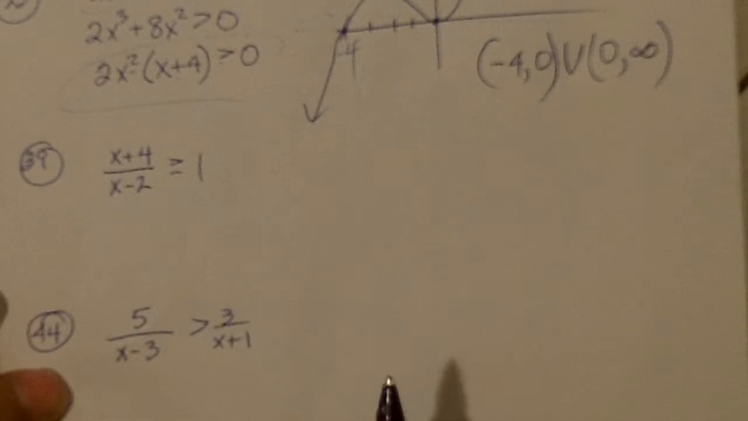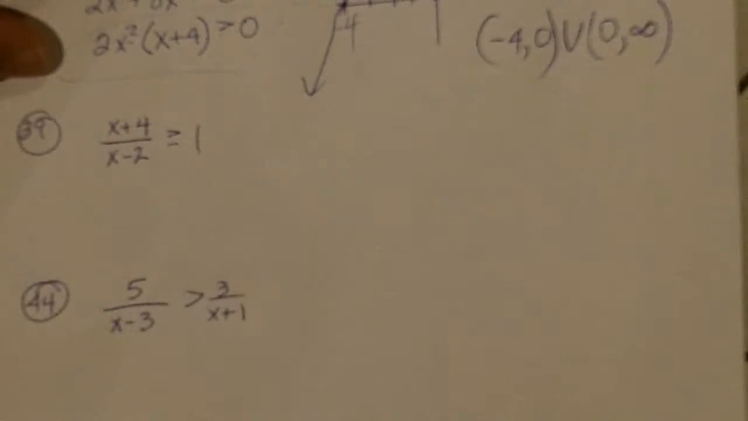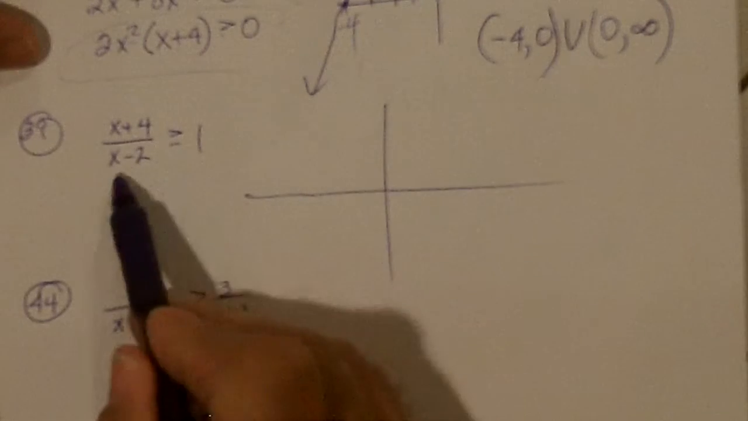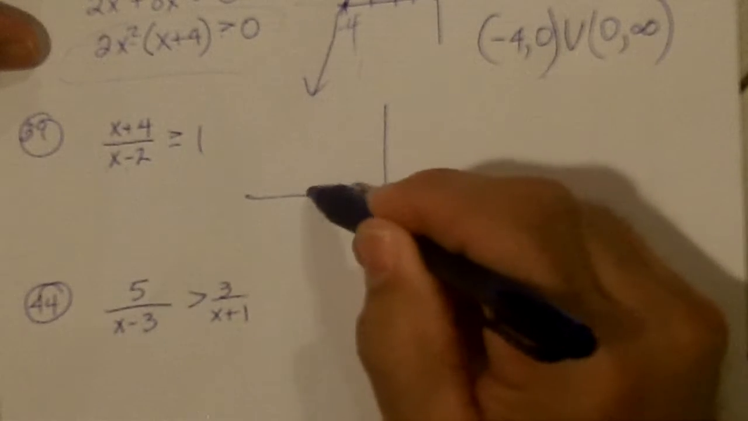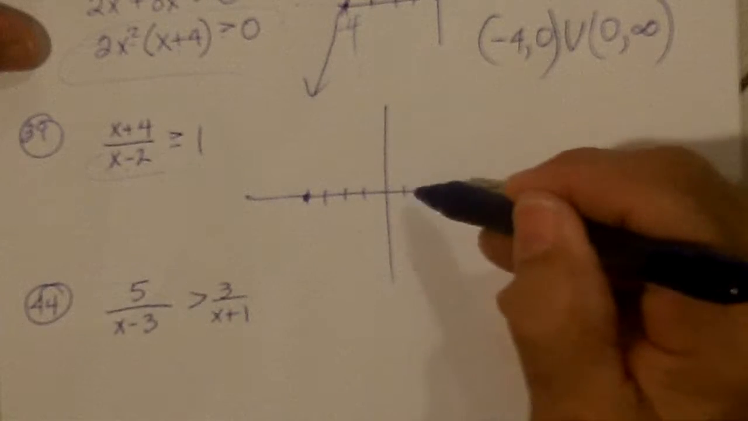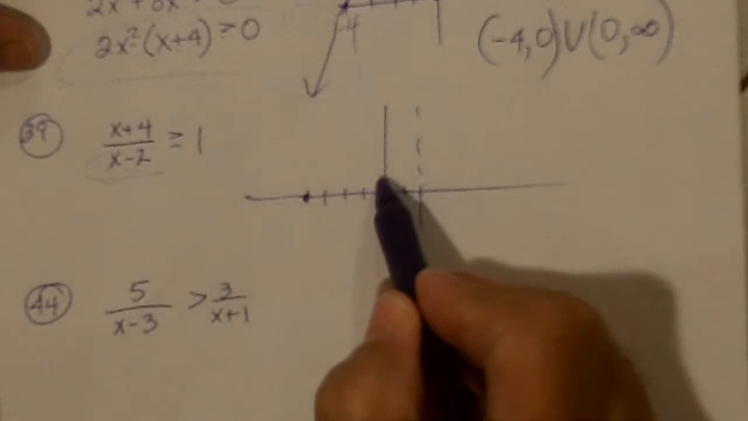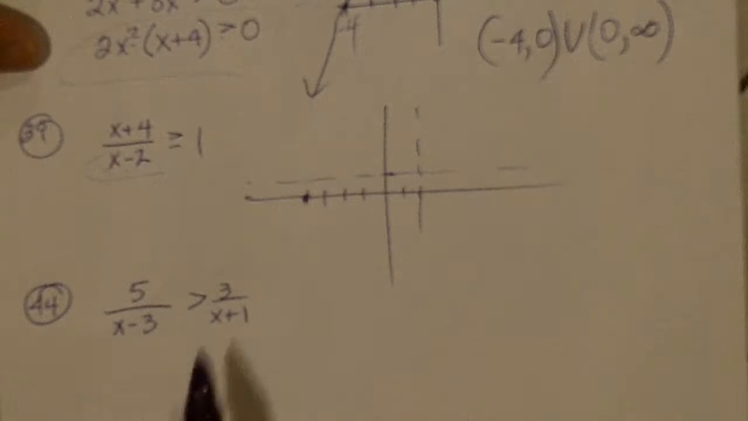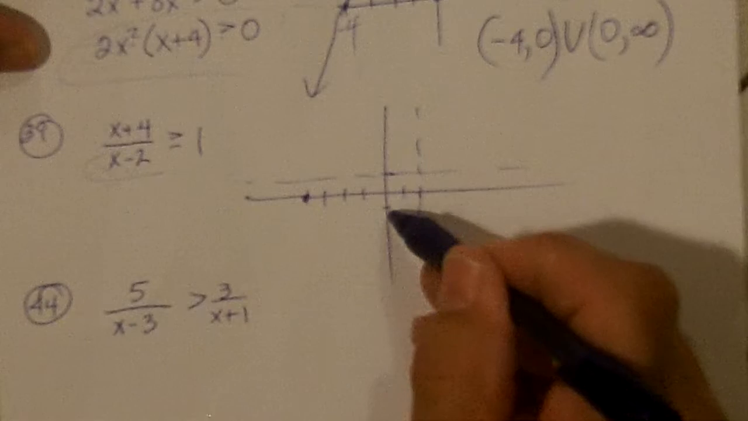Okay, 39. Let's make sure we can see it here. There we go. Two single factors. This has an x-intercept at -4 and a vertical asymptote at +2. Same degree, so horizontal asymptote of 1 over 1, or y equals 1. Y-intercept: if I put in 0, we get 4 over -2, which is -2.